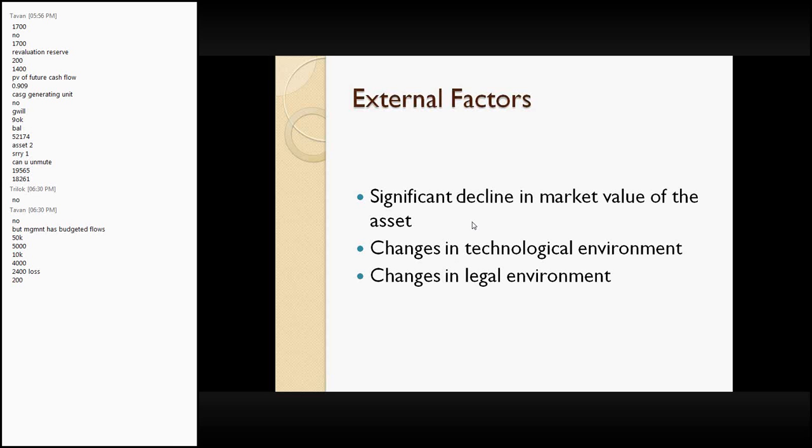Changes in the legal environment. Earlier they were allowing certain kinds of mobiles to be sold into the market. They have put a ban on iPhone 4 into India. So suddenly there will be a sharp decline, like the case between Apple and Samsung. Some of the countries ruled in favor of Samsung, some of the countries ruled in favor of Apple. So wherever Apple lost, they have suffered losses, isn't it?